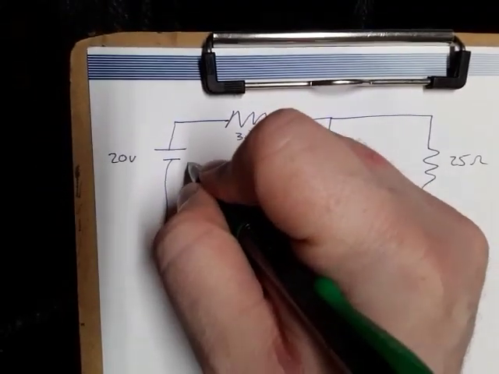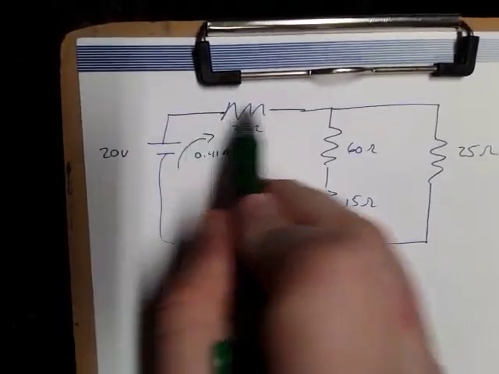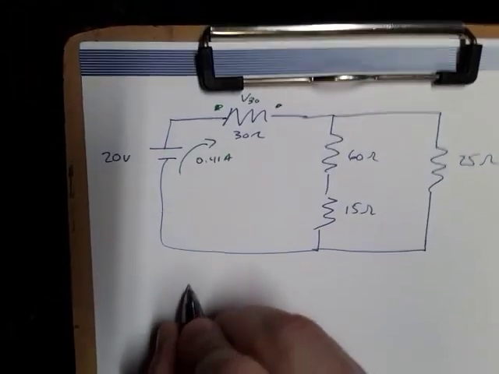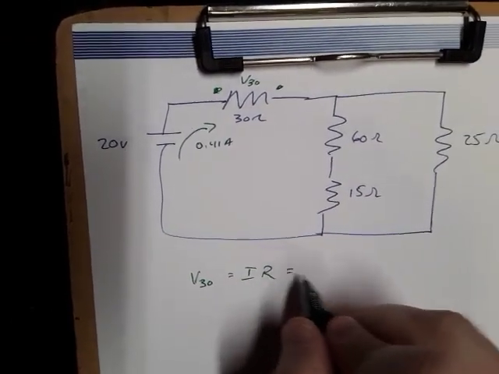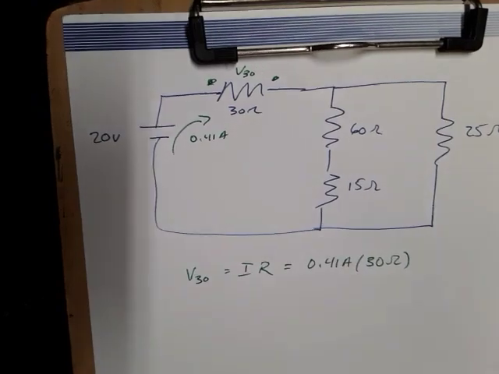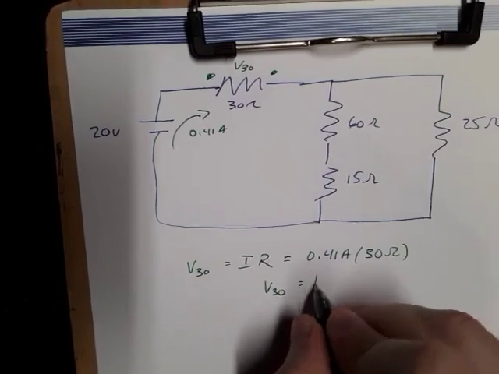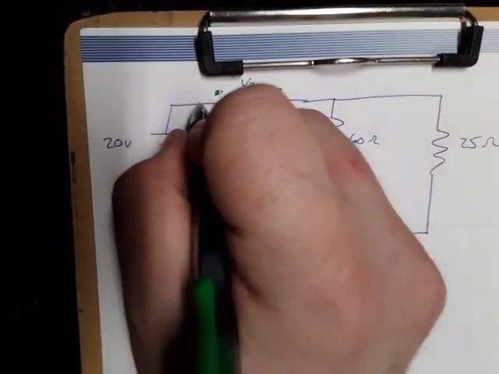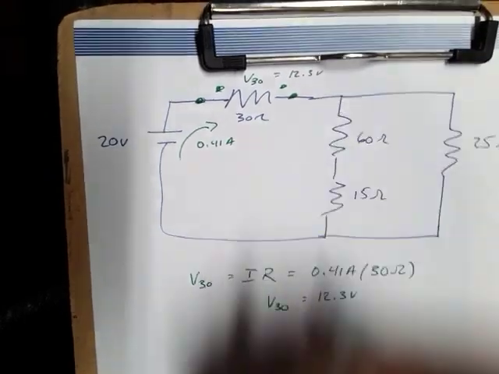So when we start out, current goes this way, and there's 0.41 amps going that way. So we have from here to here what I'll call V30. And so V30 equals I times R. Well, that's 0.41 amps times 30 ohms. And so V30 is, if I've done my math right, 12.3 volts. So that means from this point to this point is 12.3 volts.